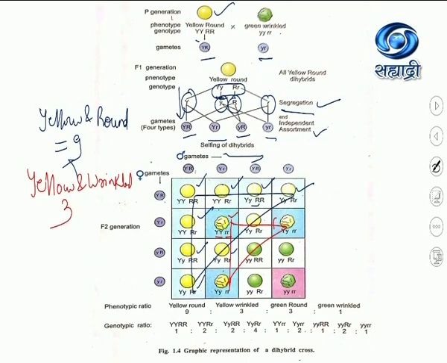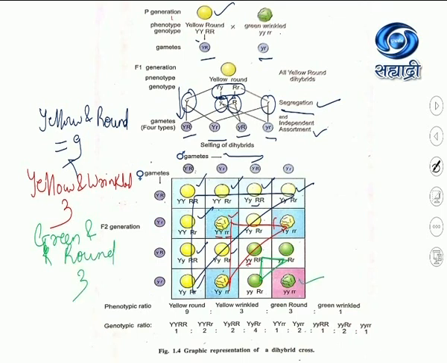Now let us have a look at the third case, that is green and round. Look here, small y, so it is green, and capital R, so it is round. I'll use green color. So this is green and round, green and round, green and round. How many? 1, 2, 3. So our second phenotype is green and round. How many are they? They are 3.